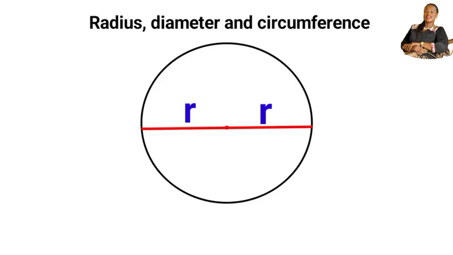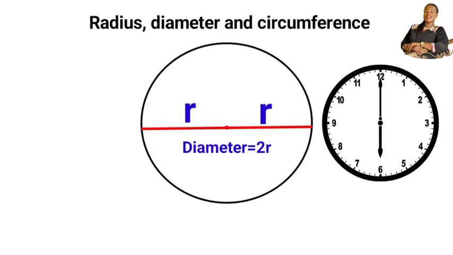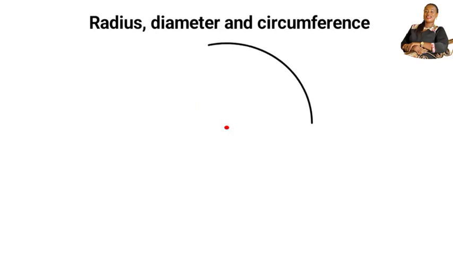So diameter is twice the radius and it passes through the center of the circle. Or you can say it divides the circle into two equal parts. It can divide the circle horizontally and it can also divide it vertically. Now, let us liken diameter to a 6 o'clock handle. Now, if you look at this clock at 6 o'clock, it divides this clock, which is a circle, into two equal parts.